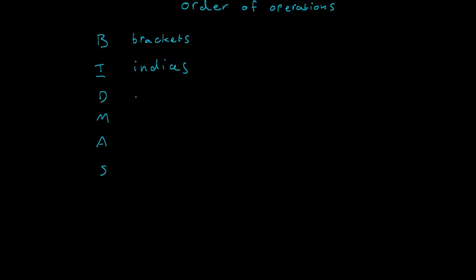D is division. So say 5 divided by 4, dividing something. Then multiplication. Addition. And subtraction.